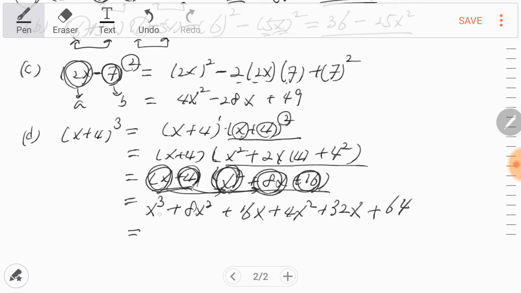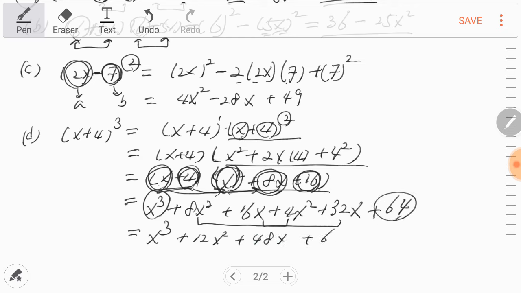The largest term is cubes, x cubed. And the x squared terms are these 2, so 8 plus 4 is 12x squared. And then the x terms are these 2, so 16 plus 32 is plus 48x, plus the constant, which is the only one. So this is the result of x plus 4 cubed.